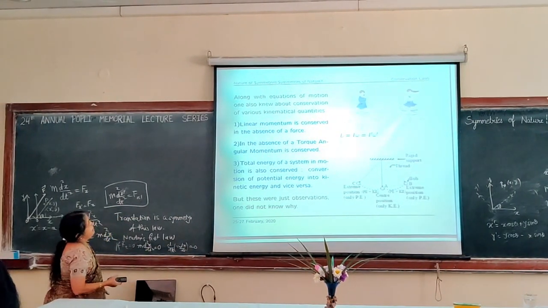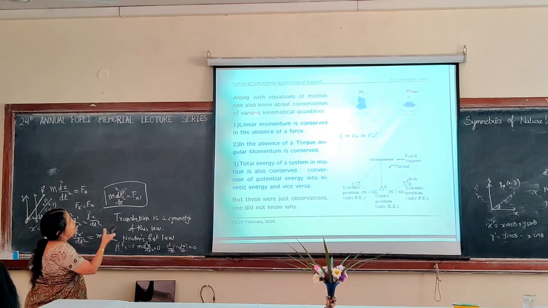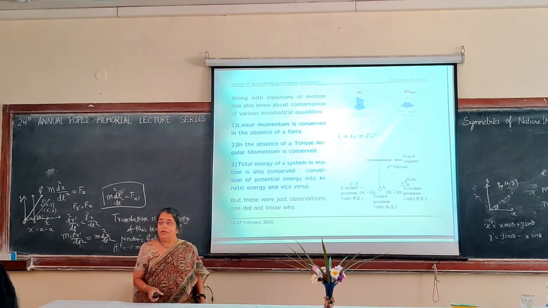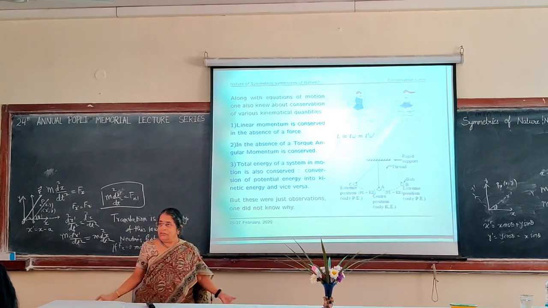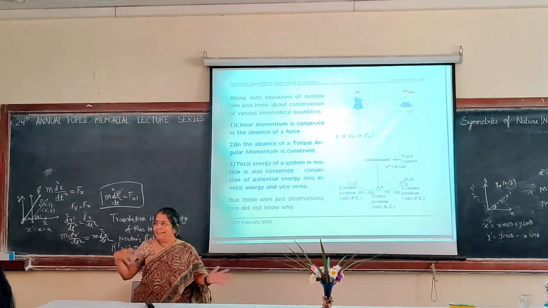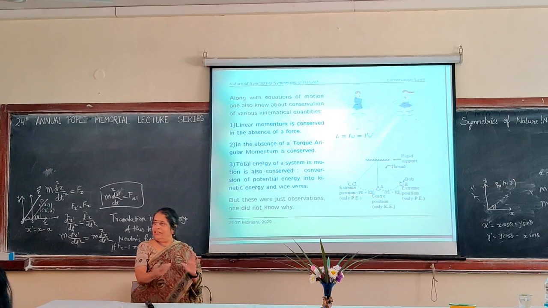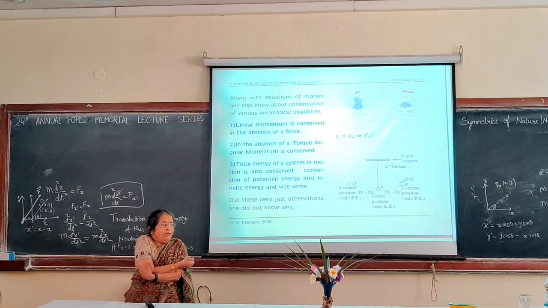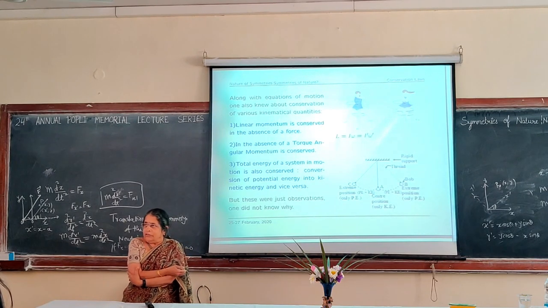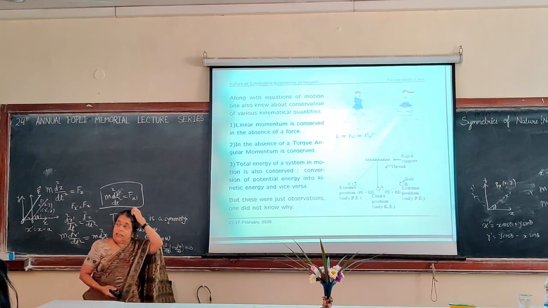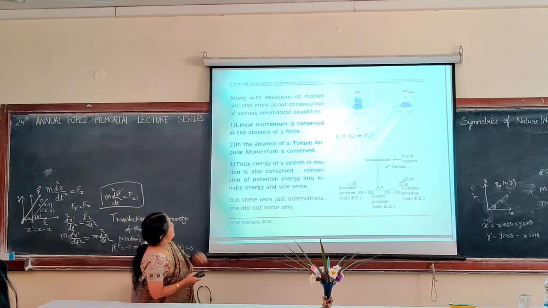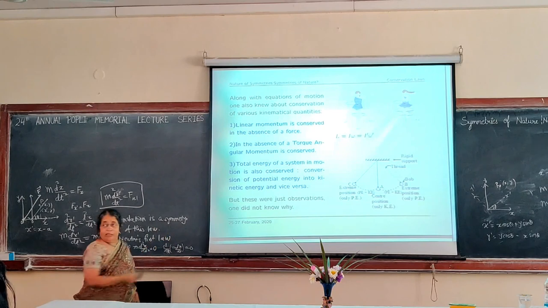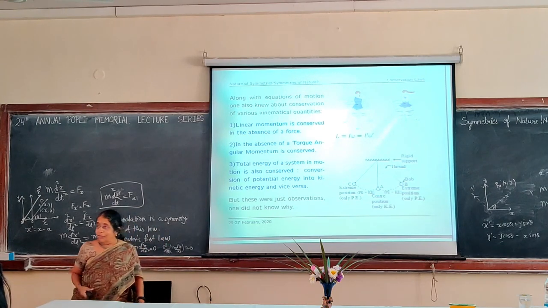So another one, along with the equation of motion: historically we also knew about conservation of various kinematical quantities. For example, if there is no external torque acting on the system, you knew that angular momentum is constant. And a standard example which we learn in the 12th is if a person is gyrating around and wants to gyrate faster and faster, they try to make themselves small, so that the moment of inertia is decreased. And angular momentum is simply the moment of inertia times the angular frequency, and that's the way we understand it. Linear momentum is conserved, I just now told you. In the absence of a force, linear momentum is conserved. In the absence of a torque, angular momentum is conserved.